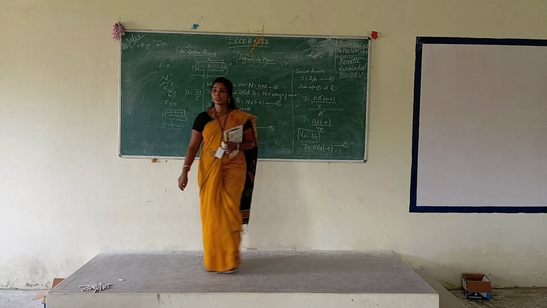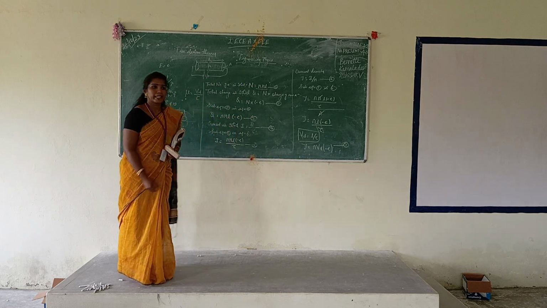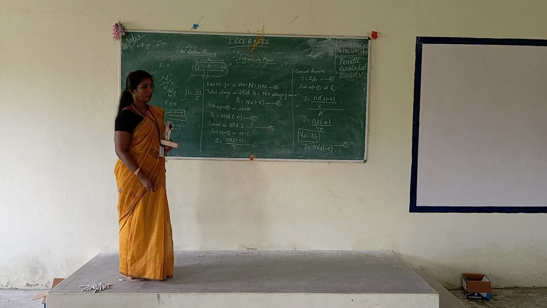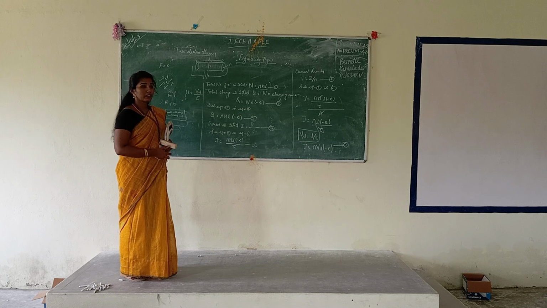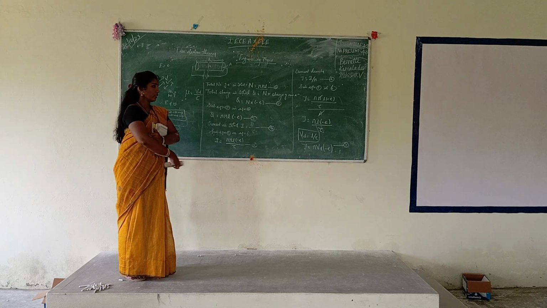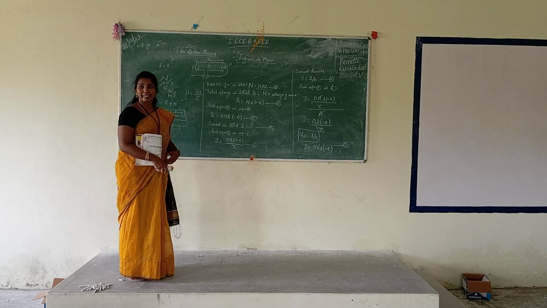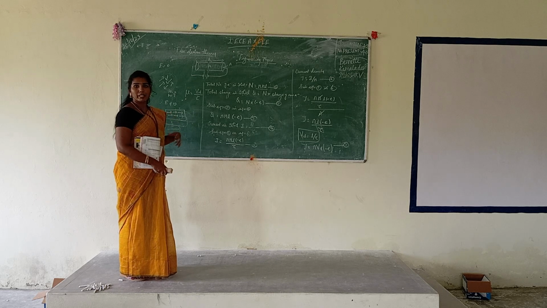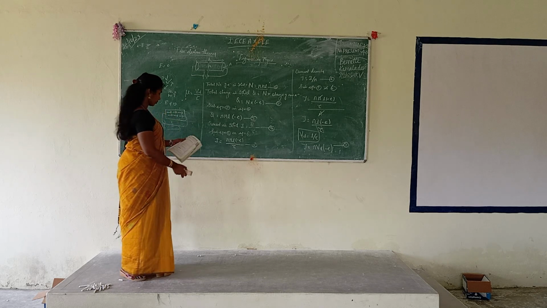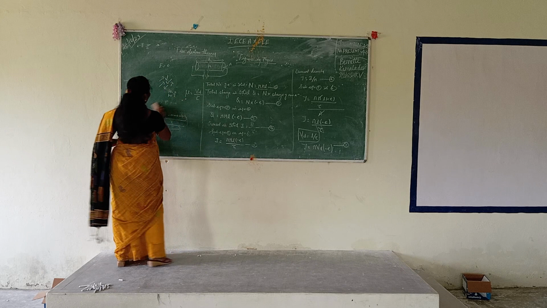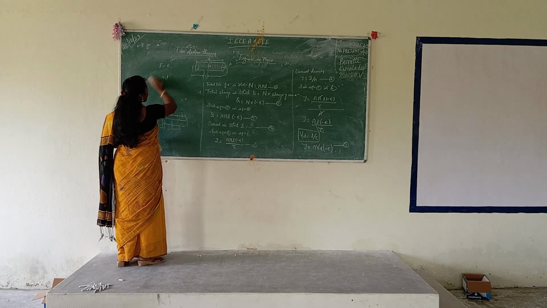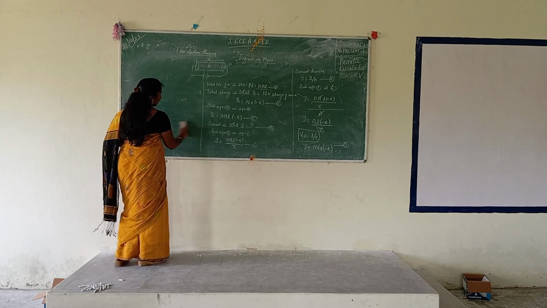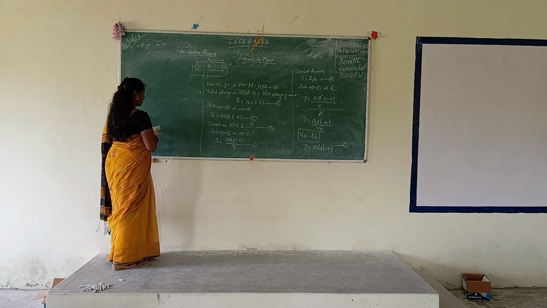Understood now? Any doubt in the steps? v_d is equal to L divided by small t. Okay, so now we write the term of current density in Ohm's law. Current density is considered in Ohm's law.